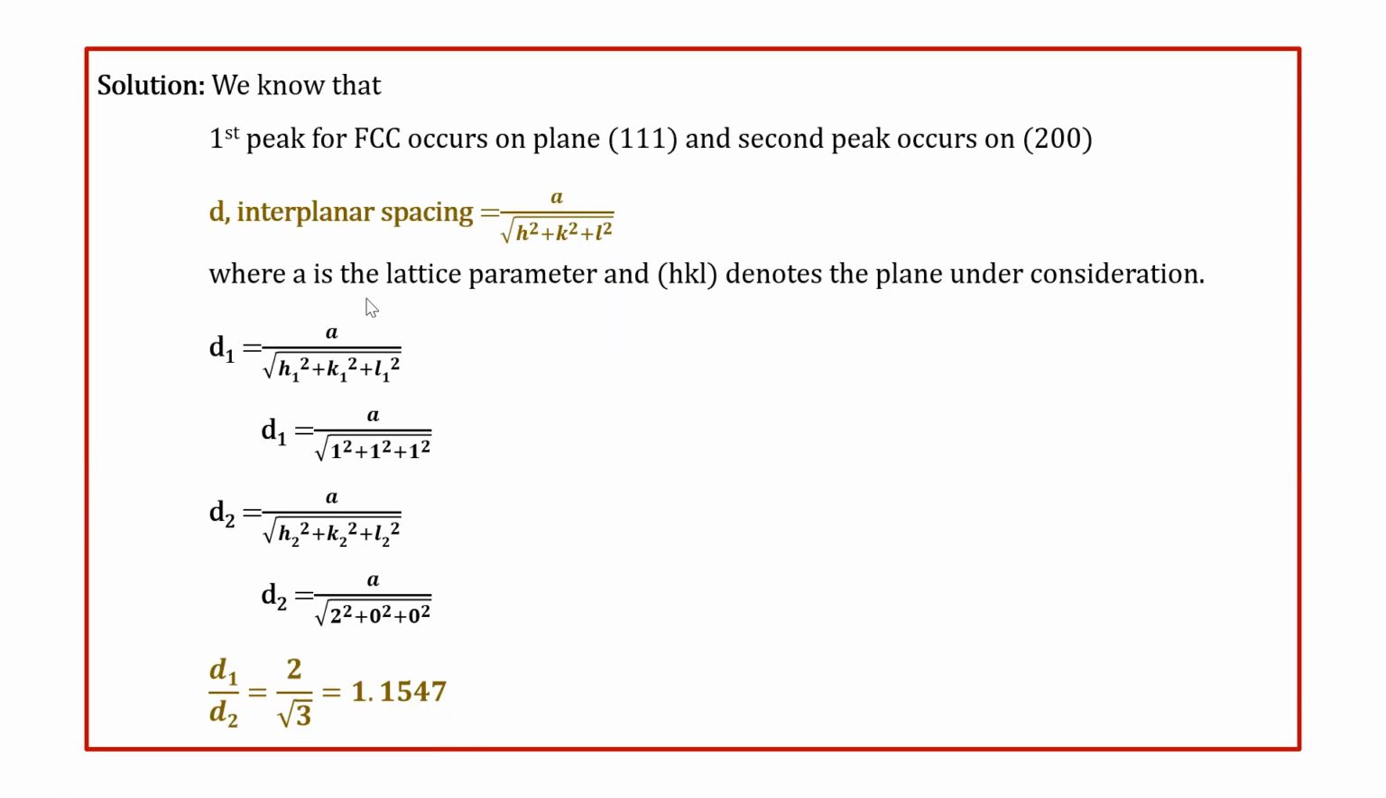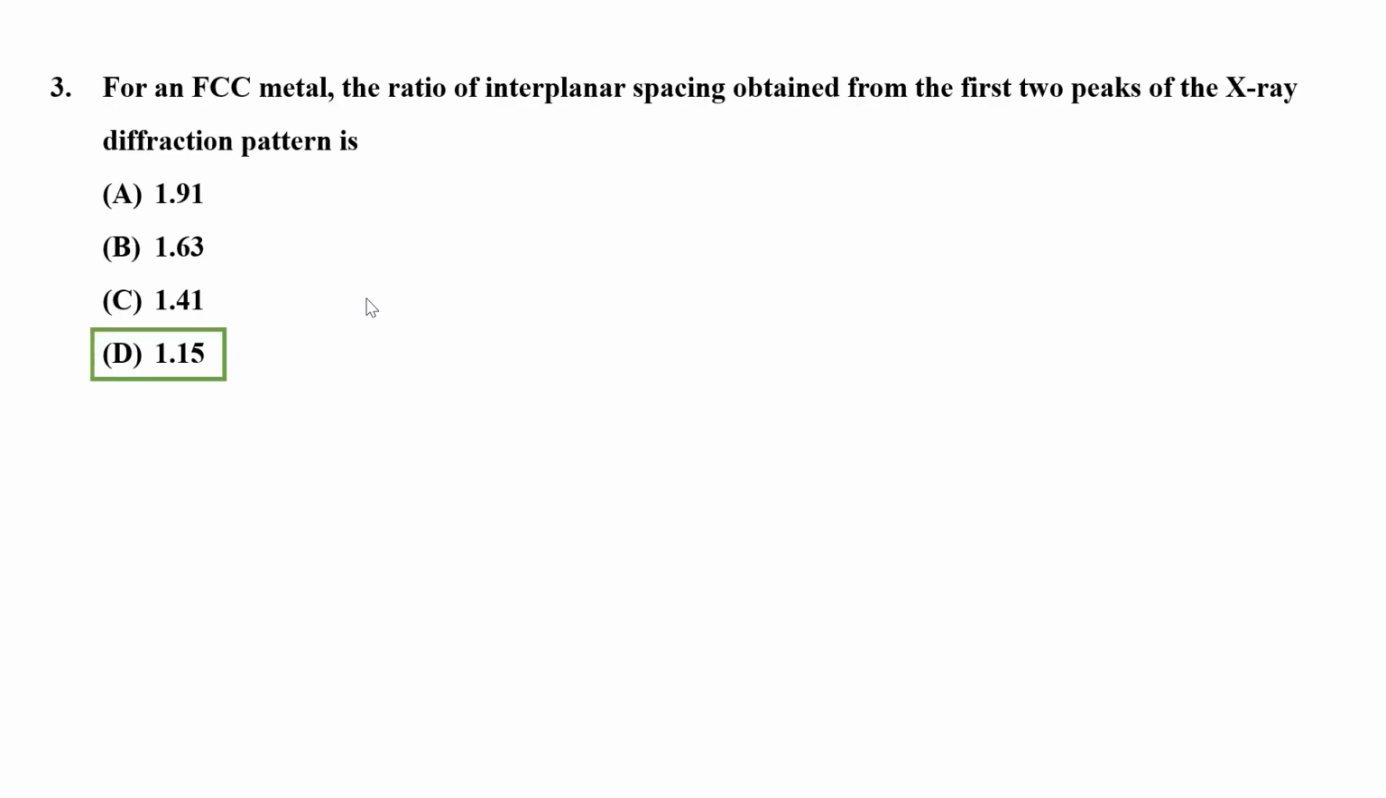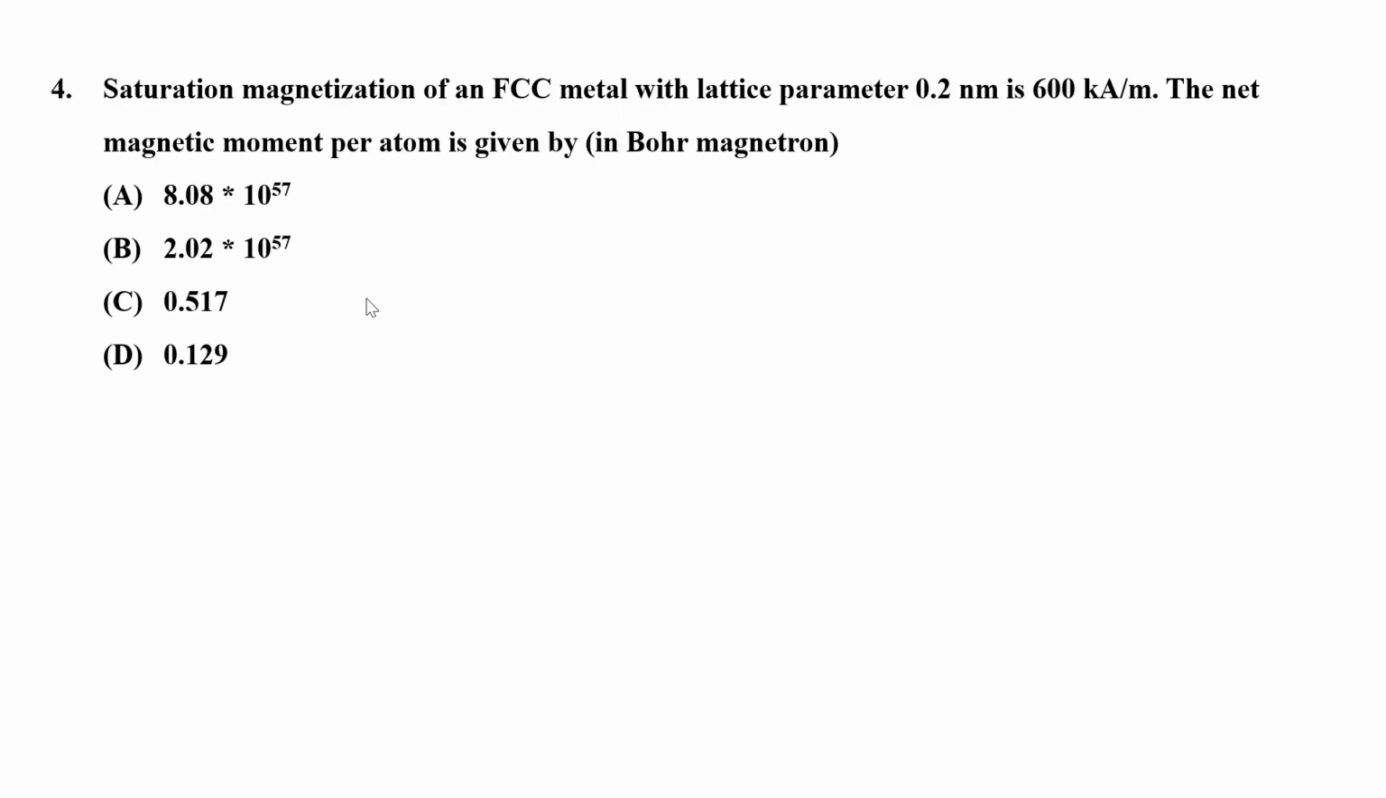So that is the ratio, and we got our answer as 1.1547. Next is the saturation magnetization of an FCC metal with lattice parameter 0.2 is given as 600 kiloampere per meter. The net magnetic moment per atom, in Bohr magneton, we have to calculate. So that is the next question.